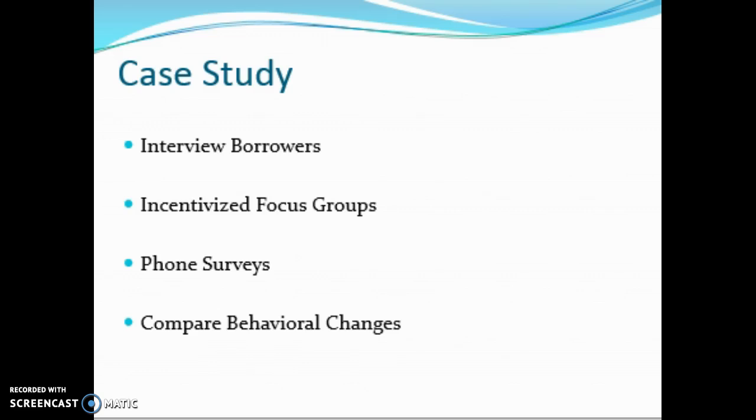In specifically looking at the qualitative data, we will follow a case study to evaluate the effectiveness of Senate Bill 32. The case study will allow us to measure the consequences that Senate Bill 32 has had for a frequent payday loan user. In the case study, we will be able to interview borrowers, hold incentivized focus groups, follow up with surveys via the phone, and ultimately determine behavioral changes, if any, that may have occurred since the passage of Senate Bill 32.